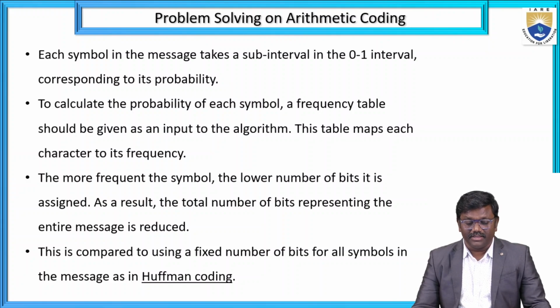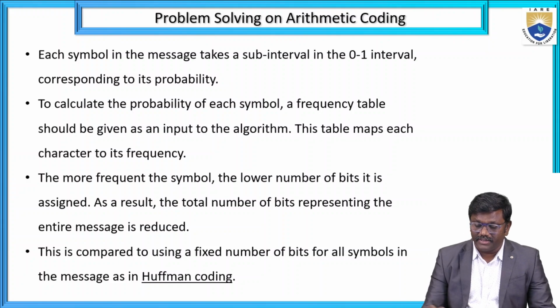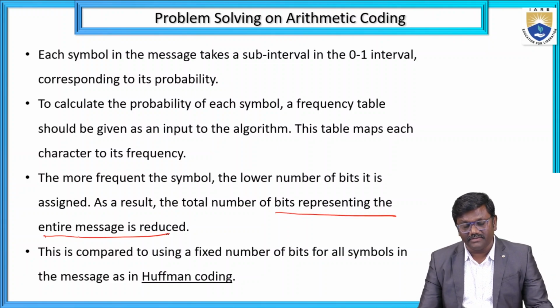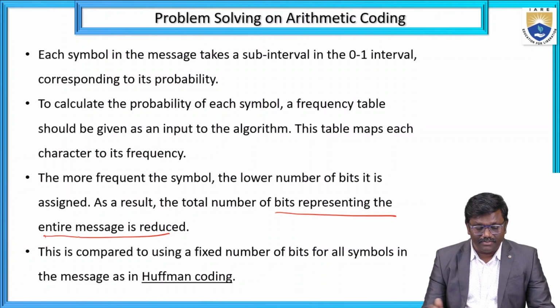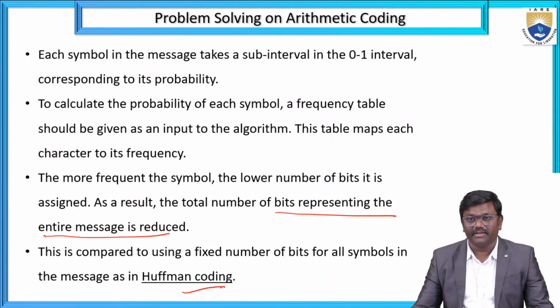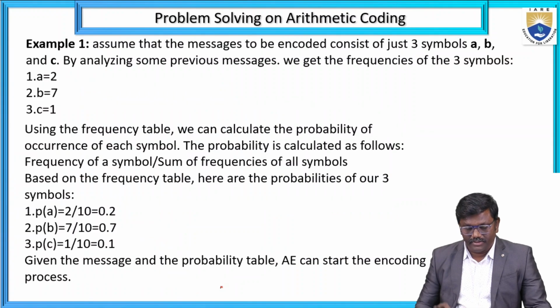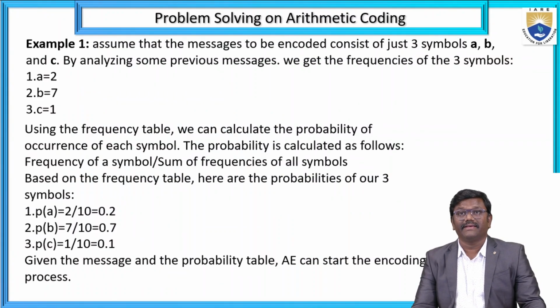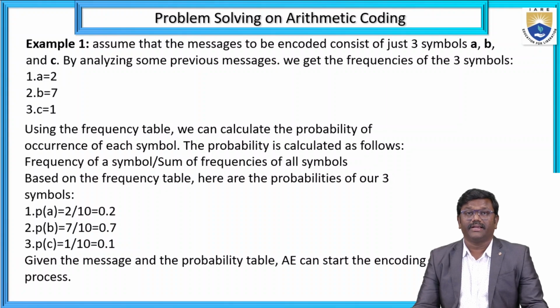As a result, the total number of bits representing the entire message is reduced, compared to using a fixed number of bits for all symbols in the message. This is what we call Huffman coding. So, coming to Huffman coding, let's concentrate on some simple examples.